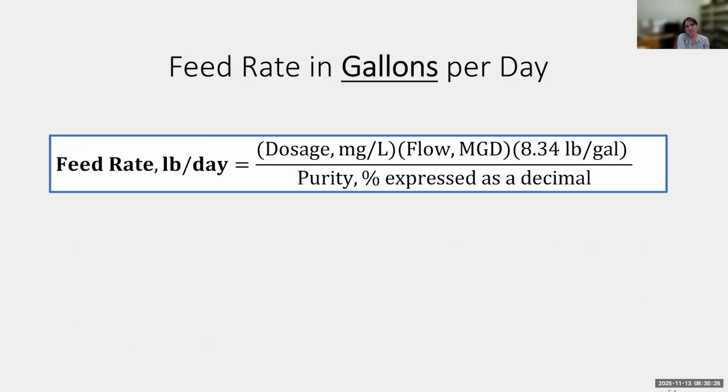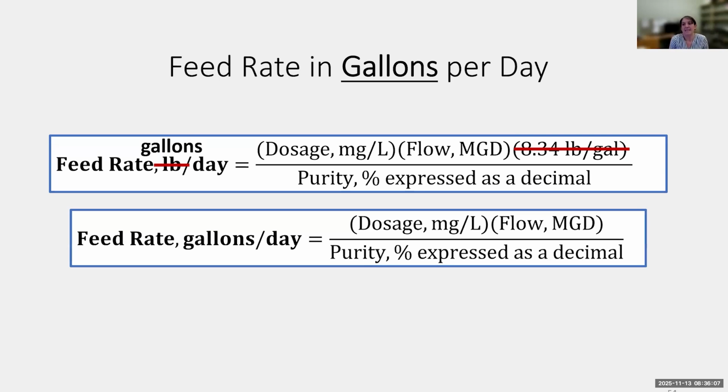All right, so if you use liquid chlorine, you probably don't want to know how many pounds per day you need to add to your system, right? You're probably more interested in how many gallons per day. So this feed rate equation is in the units of pounds per day. So I'm just going to show you how to convert this into gallons per day. The first thing that we can see here is that we're getting pounds from the specific weight of water. And as I mentioned, this factor is here to convert our units from gallons to pounds. So if we want gallons instead of pounds, we can just get rid of that number.